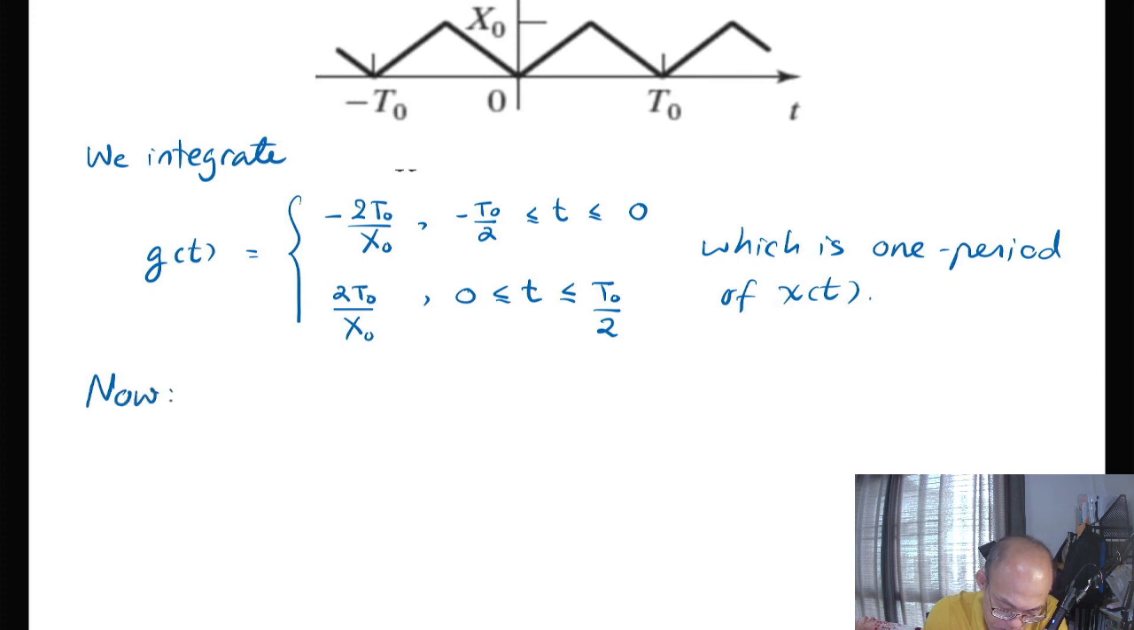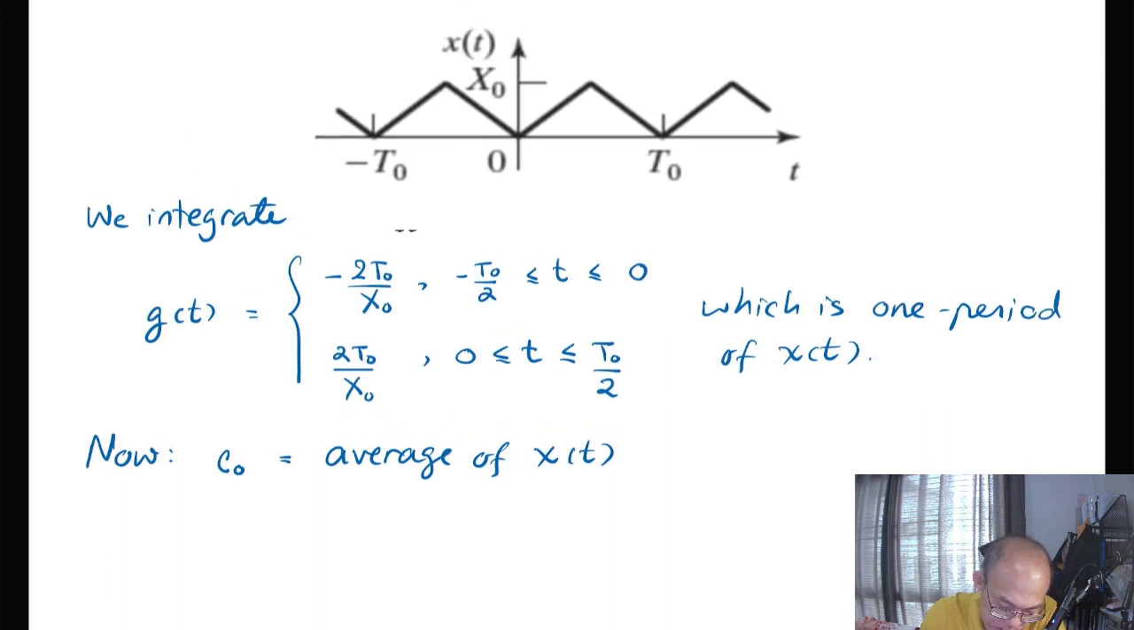Now, first we should find c0. So c0 is the average of x. And to find the average of x, it's easy. Look at the x, right? x is symmetric about x0 over 2. That's easy to see. So the average of x is x0 over 2, and that's going to be exactly the value of c0. So that is x0 over 2. You don't have to do integration because that's pretty obvious to see, right?